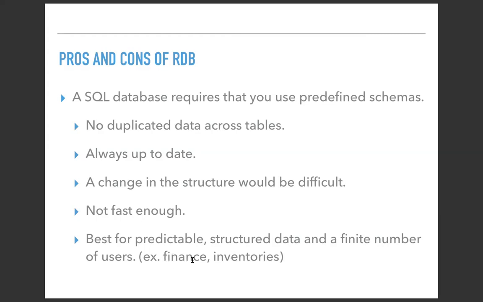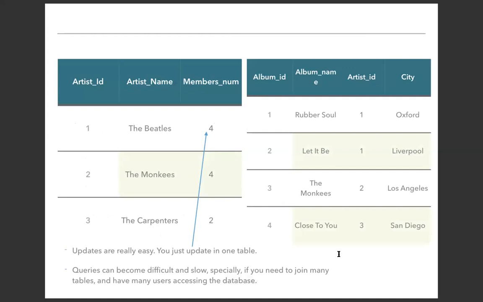For example, companies in the finance sector, or if you're running an inventory where you need your data to always be up to date, and you have just a definite number of users, this is your best choice, all right? So this is when you should use relational databases. Okay, any questions about relational databases?